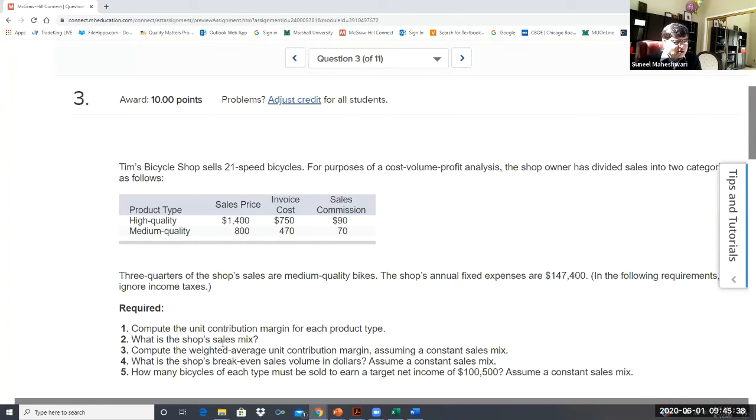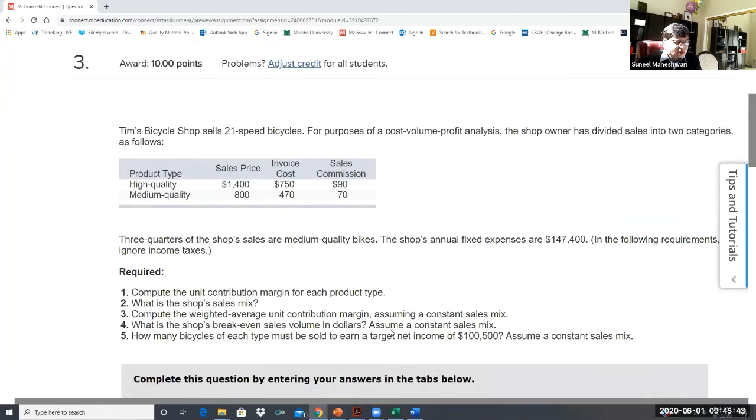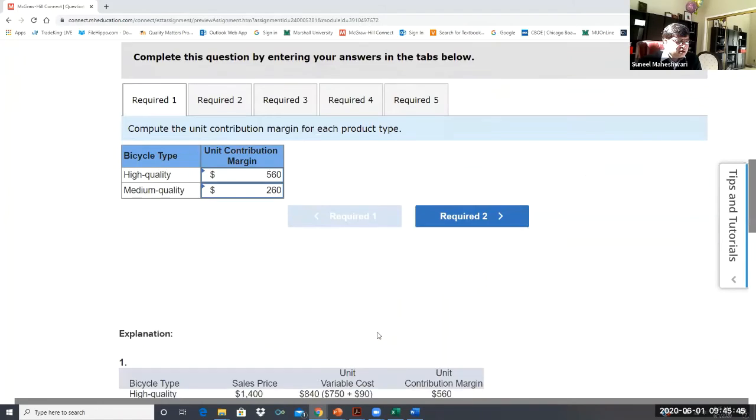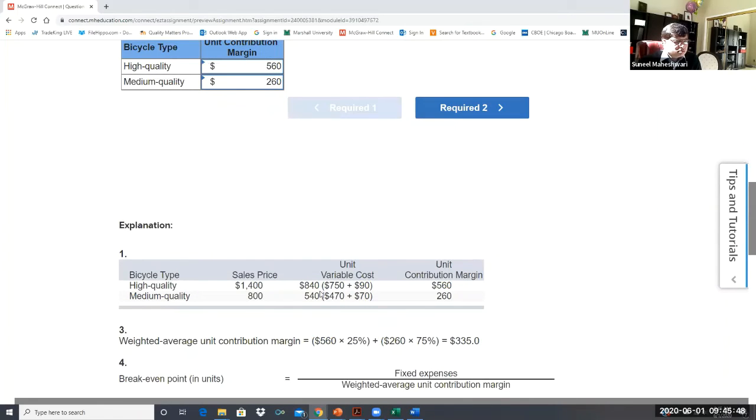So the first thing is to compute the unit contribution margin for each product type. If you look at the product type, you've got the sales price, you've got the variable cost, and you've got the unit contribution margin. Any question about the unit contribution margin, please? Part number 1. So instead of one product, you've got two products, so I'm finding the contribution margin for two products. Any issues over there?